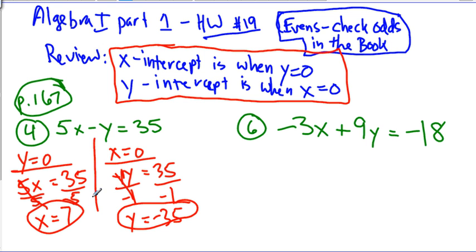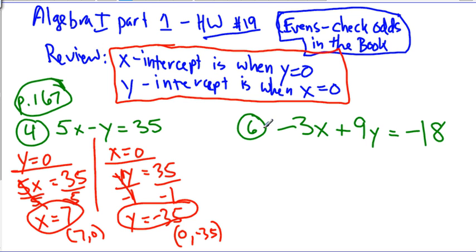So there are a couple ways to write this. Our two intercepts: x equals 7, that's our x-intercept. Y equals negative 35, that's our y-intercept. Some of you are even writing the points out, 7, 0. And then this is x is 0 when y is negative 35. Okay, let's move over to number 6.